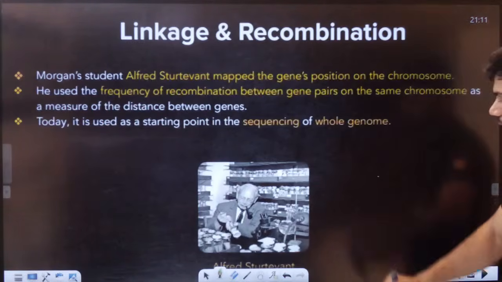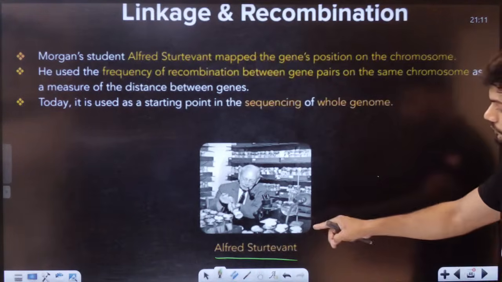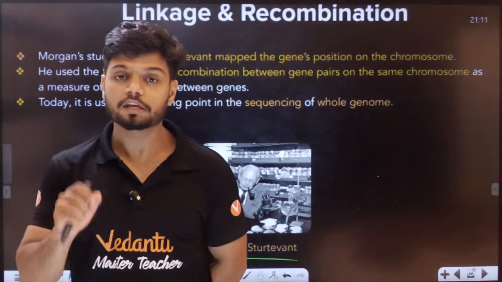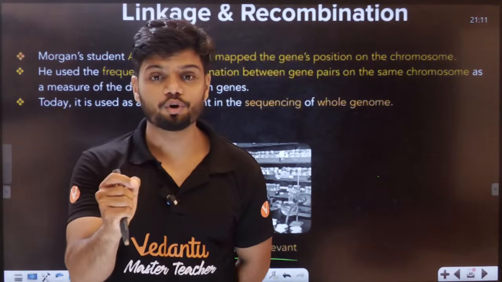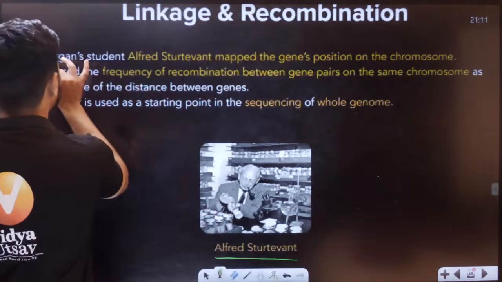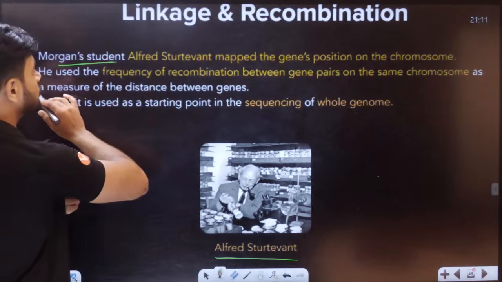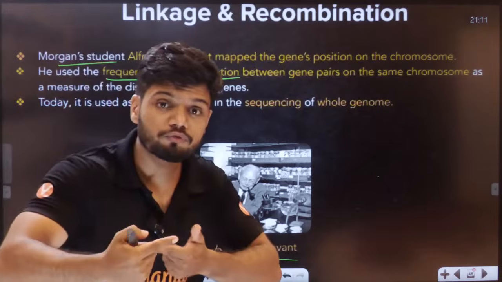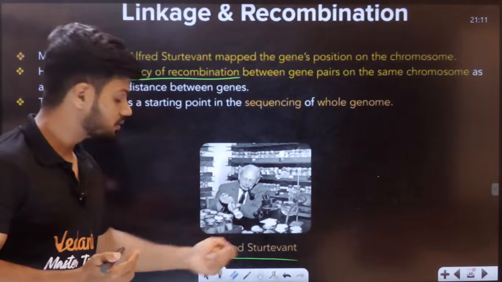Now, students, there is one more scientist called Alfred Sturtevant. Alfred Sturtevant was a student of T.H. Morgan. He did something called recombinant frequency. Morgan's student Alfred Sturtevant mapped the genes' positions on the chromosome. He used something called frequency of recombination, that is, how often the recombination is happening. That is what was studied by Alfred Sturtevant.